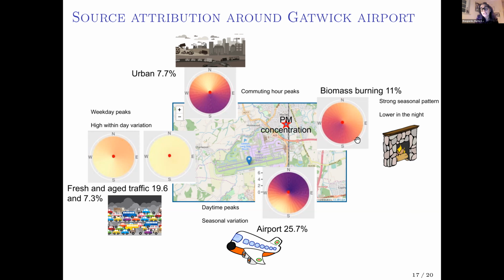And this here, biomass burning, is one of the sources that was not identified with the PMF, and we could identify it. We thought it was biomass burning because you see a strong seasonal variation, it is lower in the night, and it is also correlated with other pollutants that we had available. I didn't say, but we had information about nitrogen dioxide, nitrogen oxide, carbon oxide, and so on. Looking at the correlation, we could see that this was fitting the biomass burning.